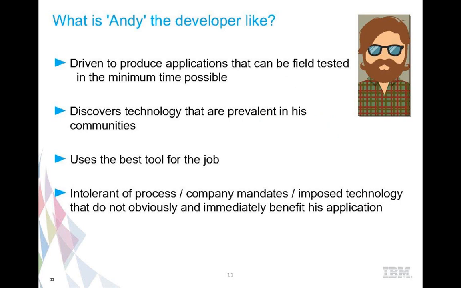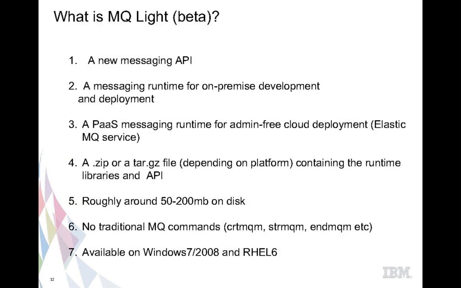Moving on to the next slide. MQ Lite. Currently, it's a beta offering. MQ Lite is the latest offering from IBM for application messaging. It's a new messaging API, and the runtime is available for on-premise development and deployment, as well as platform as a service cloud deployment. It's a simple zip file or a tar file, depending on the platform, and it just contains the runtime libraries and API. So it's just a zip file.